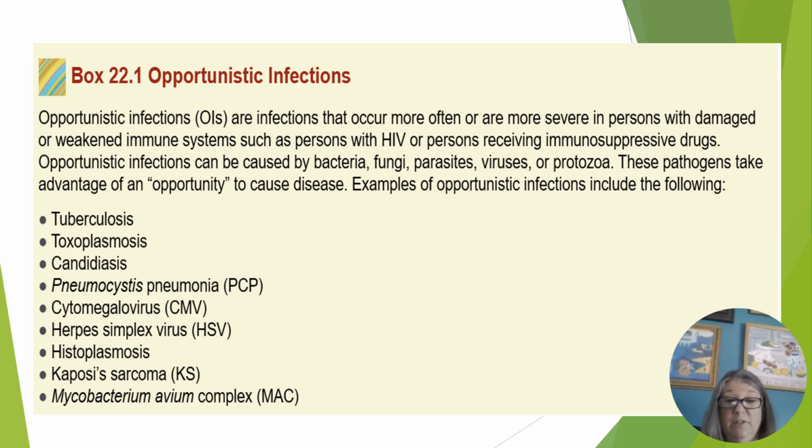So this is box 22.1 in your book. It lists some of the different opportunistic infections that people can get. And again, this is because they have no immune system left. One of the really weird ones is this pneumocystis pneumonia. It was also called pneumocystis jirovecii. But it is this pneumonia that is specific to AIDS patients. You just don't see it anywhere else.